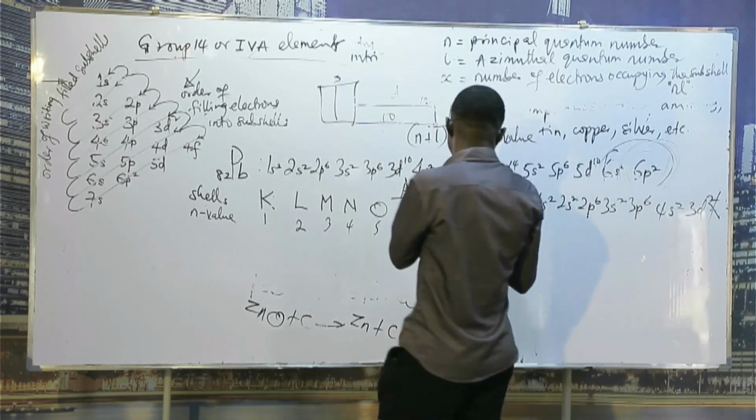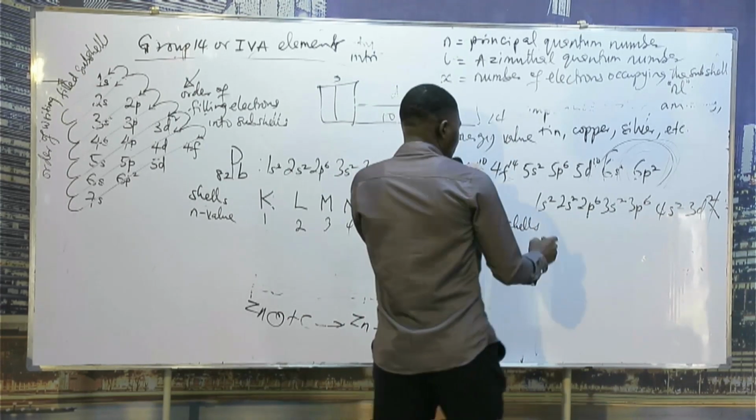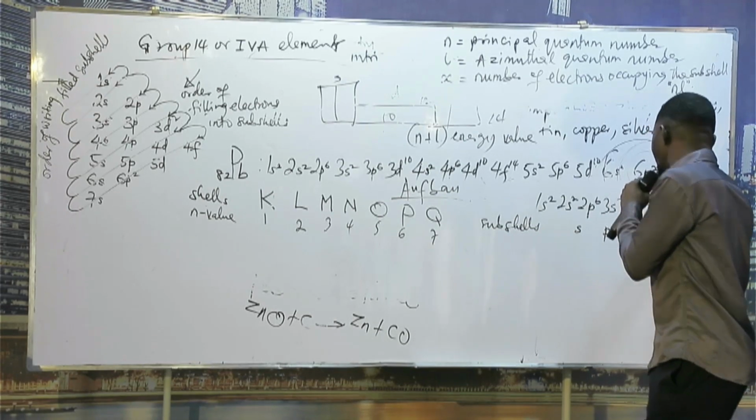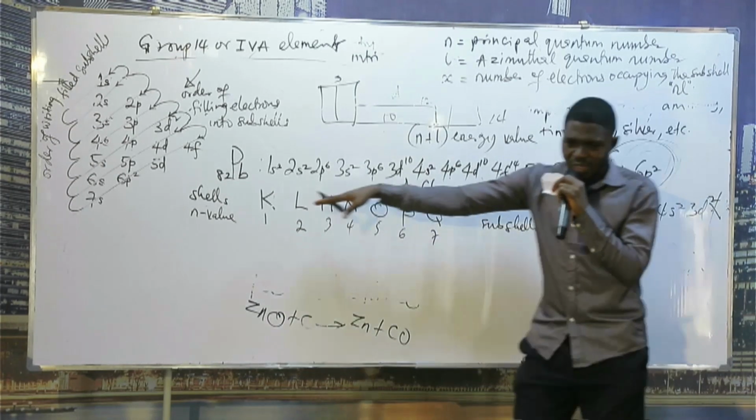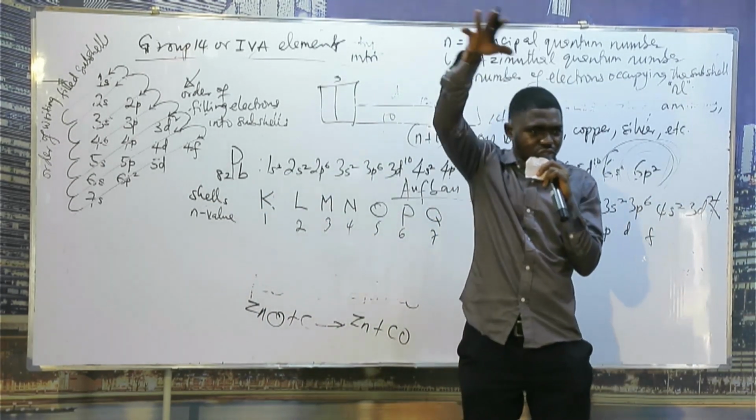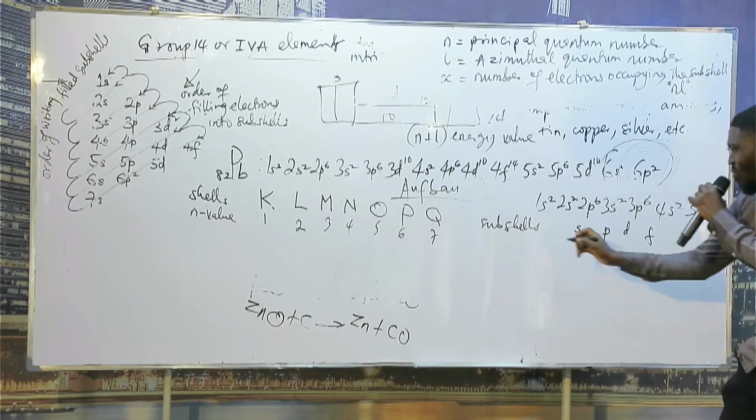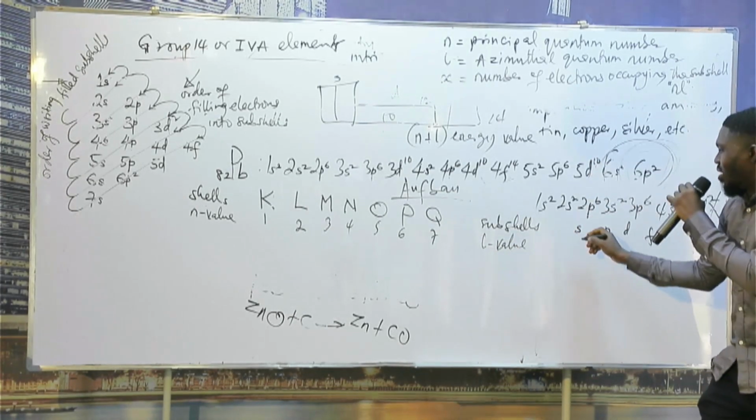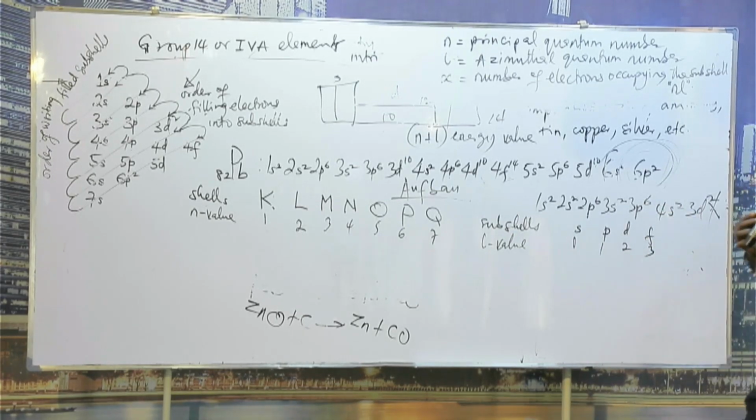Now we have subshells. What are the subshells? S, P, D, and F. They must be small letters. These ones must be capital. Shells are capital letters because they are like a house. That's what I will tell you about them. Then what are their l values? The l value for this one is 0. This one is 1. This one is 2. This one is what?